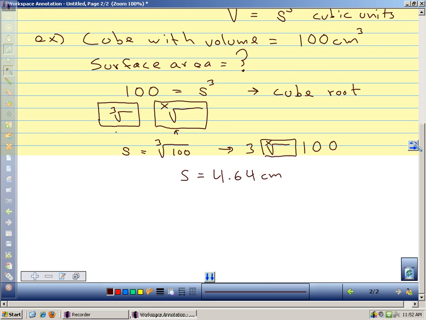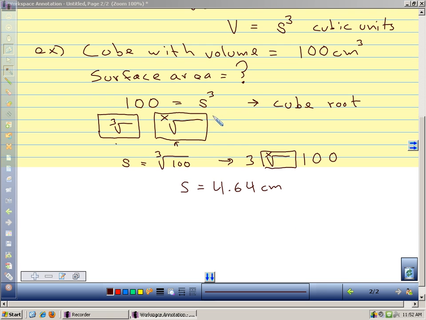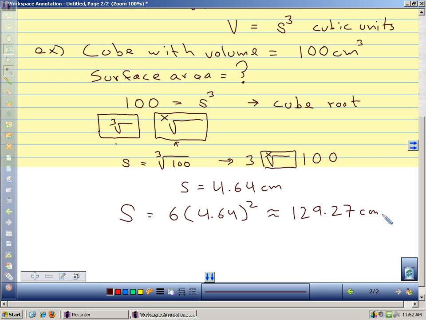So we found our side length, so now we can find our surface area. Our surface area is 6 times 4.64 squared, and when I plug that into my calculator, I get 129.27 centimeters squared.